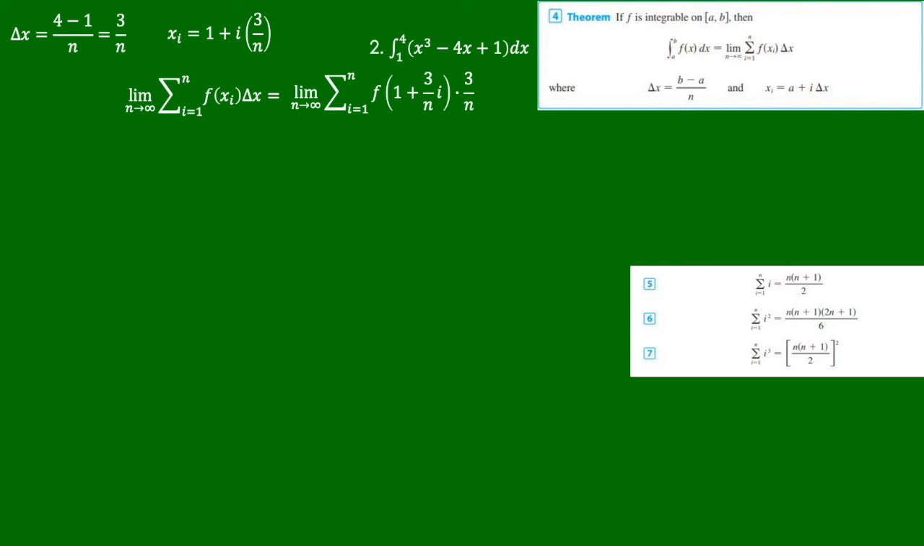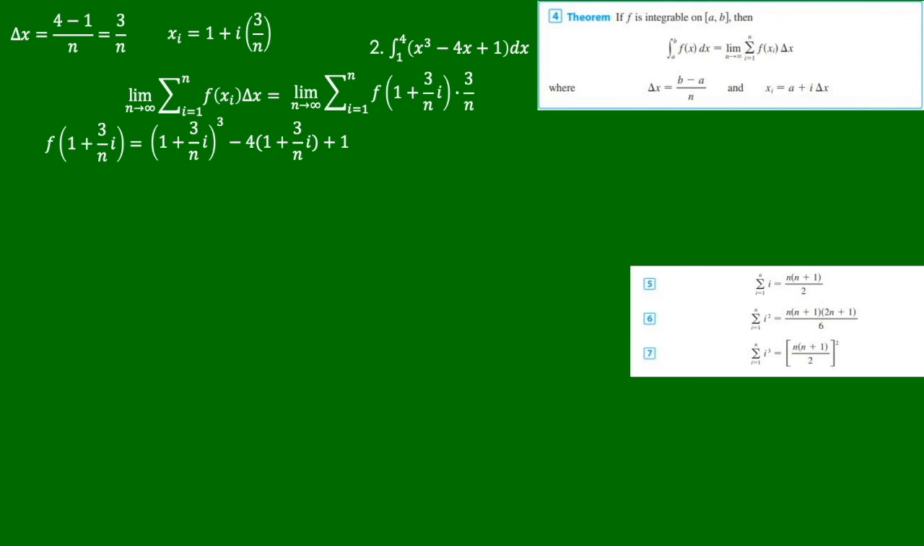When you plug both of them into that formula, or summation, you get this. Eventually, you can do the same thing as before, where you can factor out 3 over n, because it does not depend on i. But first, you need to evaluate f of x sub i, which is 1 plus 3i over n. Meaning you need to plug in 1 plus 3i over n into every single x value that you see. So you're cubing it first, subtracting by 4, then plugging that into the x value and adding 1.